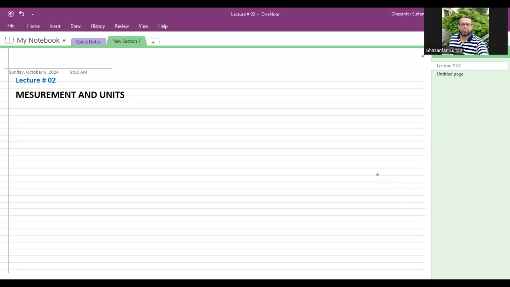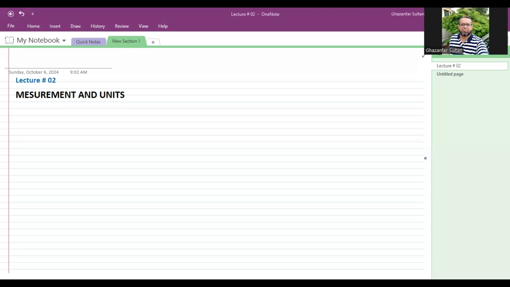Now this is lecture 2 about measurement and units. In the previous video, I told you about the fundamental units, the importance of the International System of Units, and the explanation that the system is based on the power of 10. So here we will study how to develop different relationships among the different units.